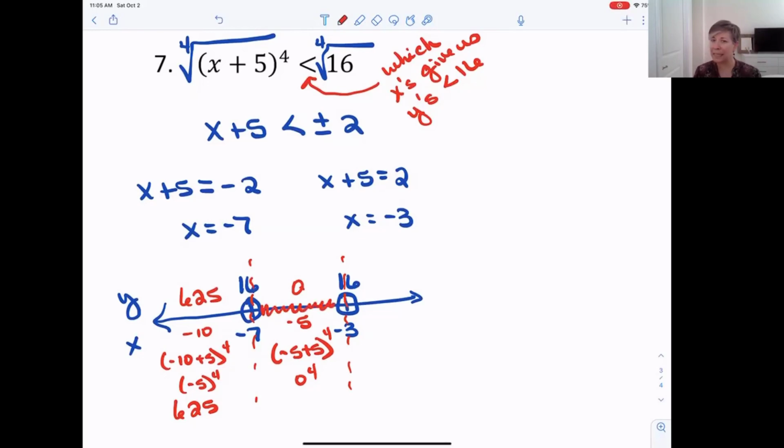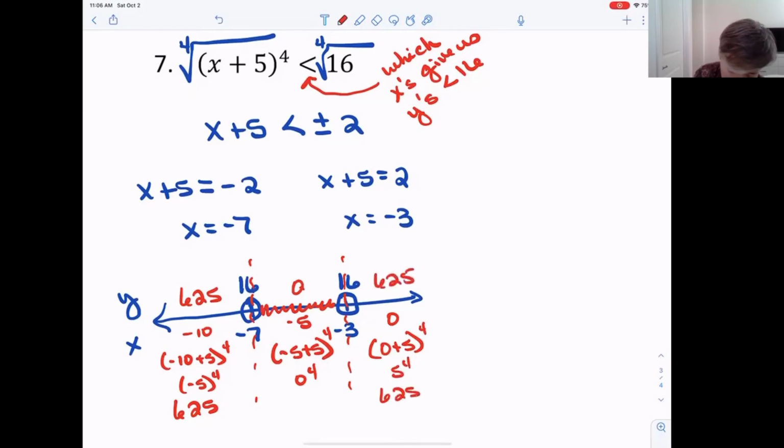We're pretty sure the right hand's not going to work, but we've got to check it anyway. Let's suppose we plug in 0. We like plugging in 0. We get 0 plus 5 to the 4th, and 5 to the 4th gives us also 625 again. So the only interval of x's that gives us values smaller than 16 is the interval between negative 7 and negative 3. Now, we could do this graphing as well.